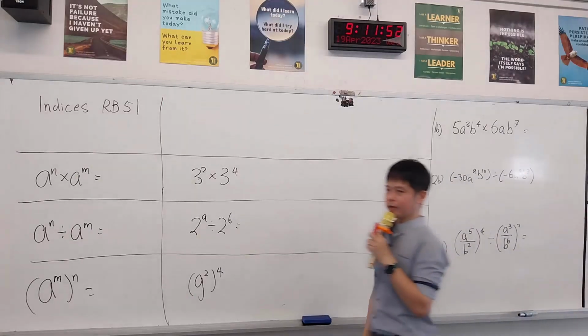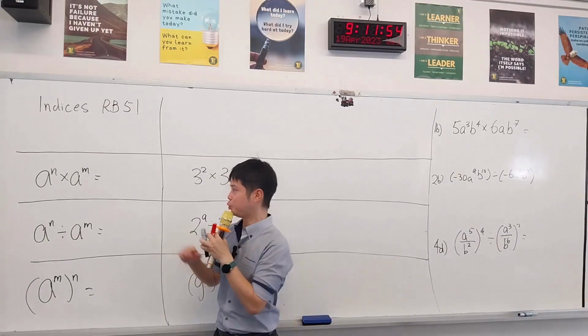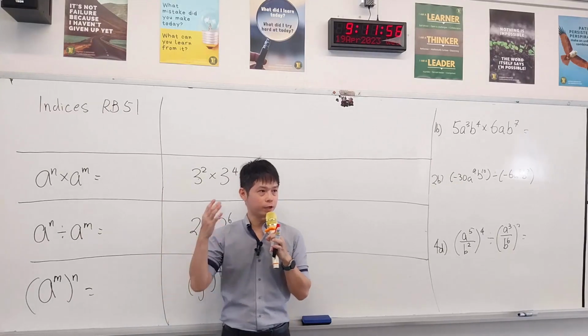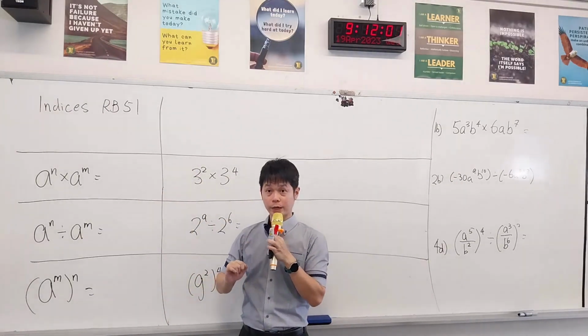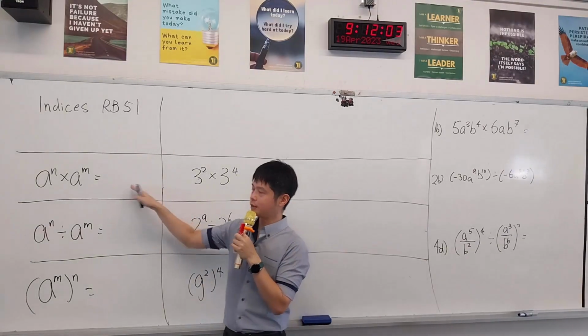So today we are going to start on the law of indices. We will start with these first three laws. Later we still have negative power, zero power, and fractional power. All right, and then we are done. So let's start with this.